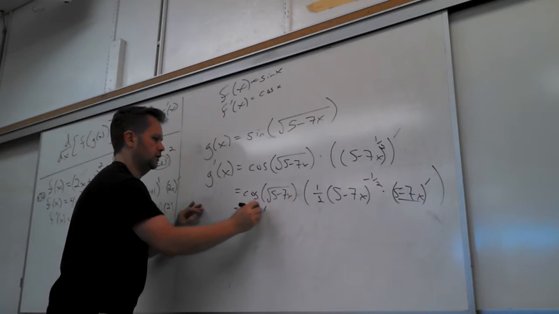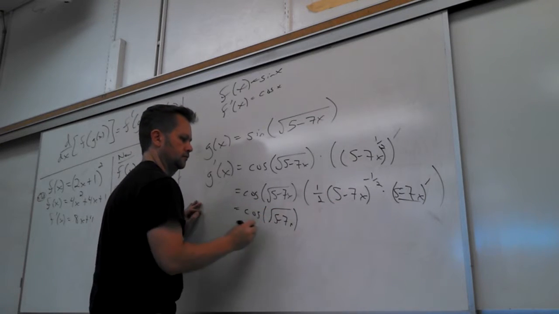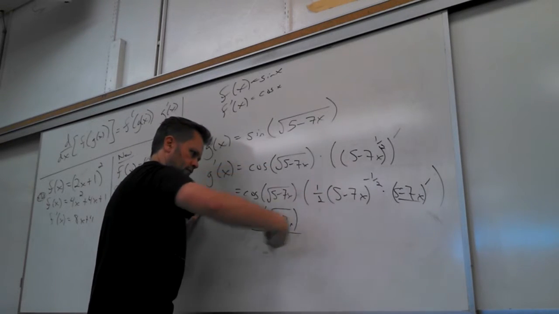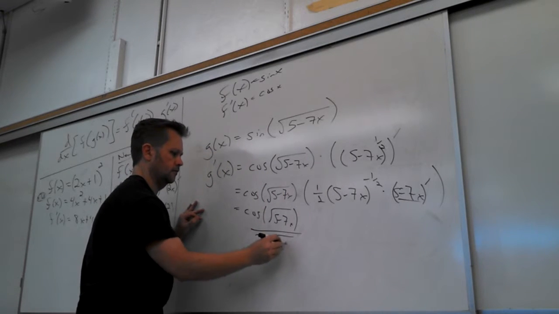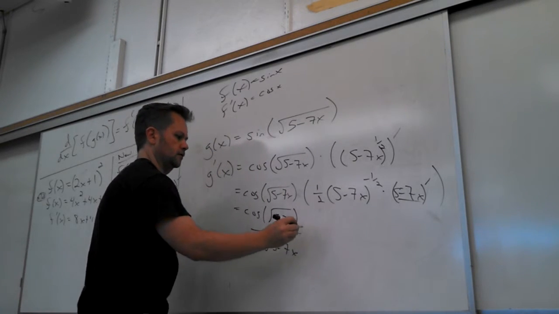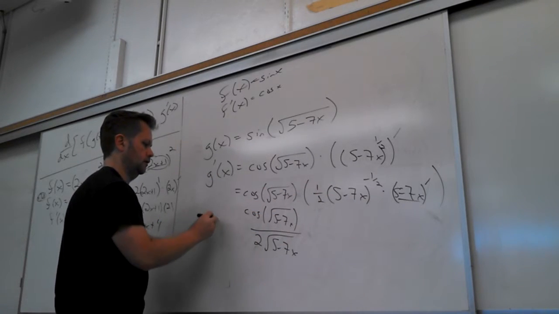So cosine of the square root of 5 minus 7x. Can we write this a little better? That's 2 over the square root of 5 minus 7x, times negative 7. Yeah, let me just throw that out here.